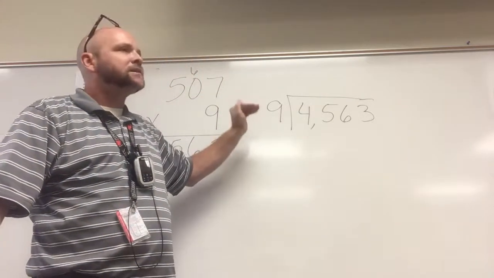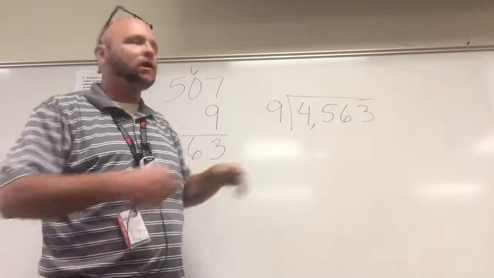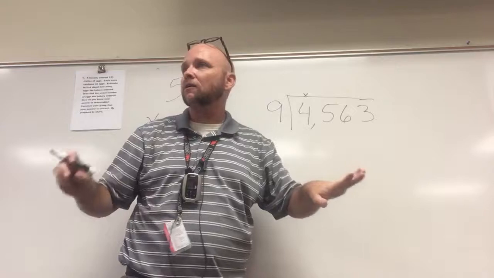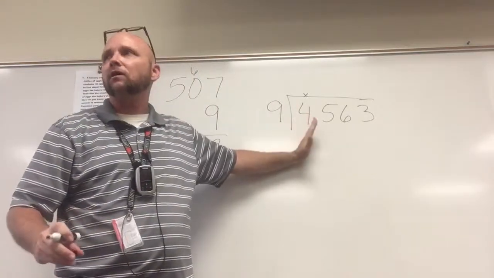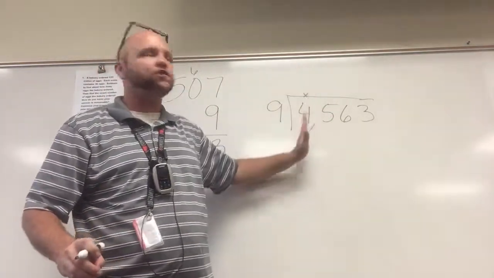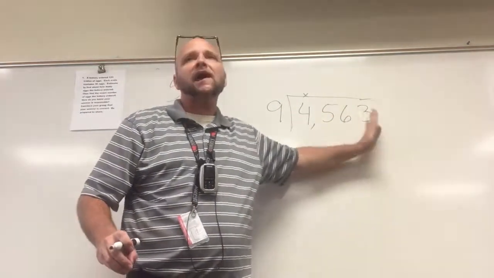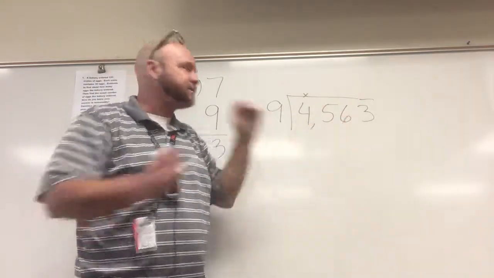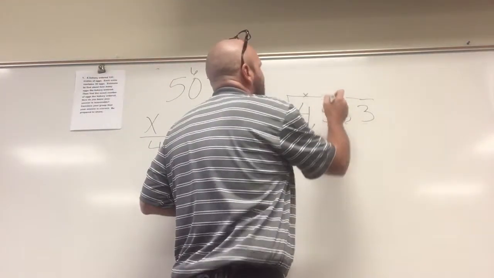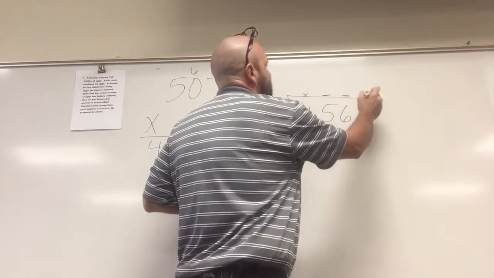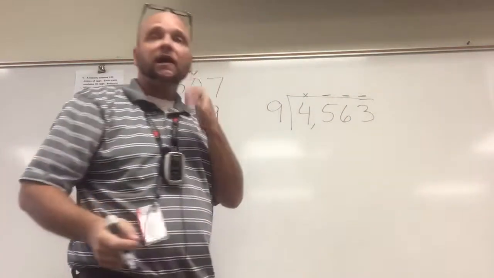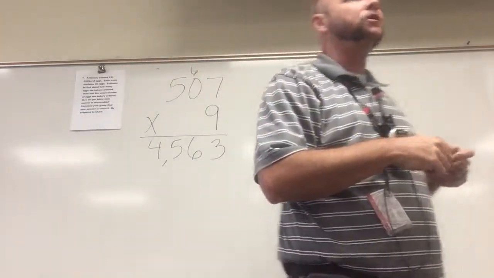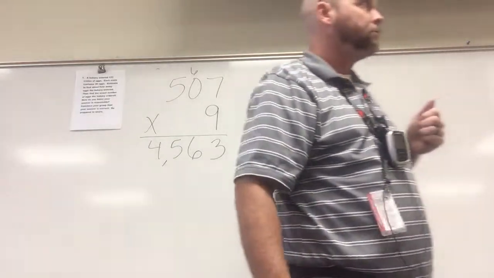Okay? Does 9 go into 4? No. I'm not going to have a number above the 4. I just like to put a little X there so I know I don't put a number above the 4. My numbers in my quotient have got to be over exactly what they're going into. Does 9 go into 45? Yes. That means I have to have a number above the 5, a number above the 6, and a number above the 3. That's going to be my 3-digit quotient. The quotient is the answer to a division problem.